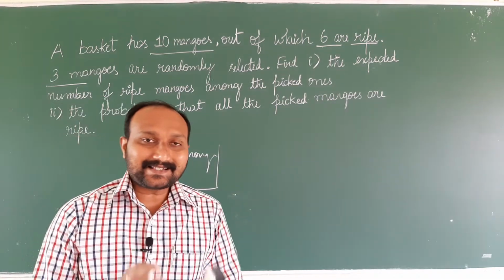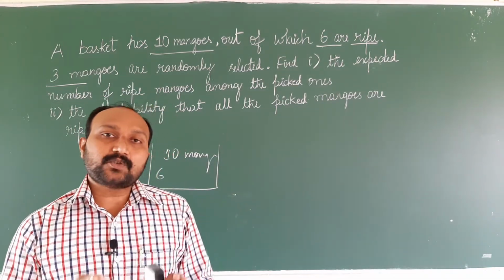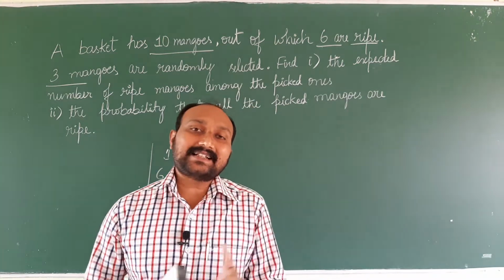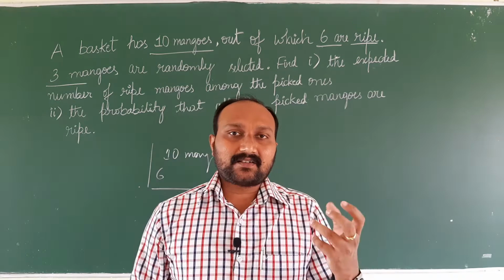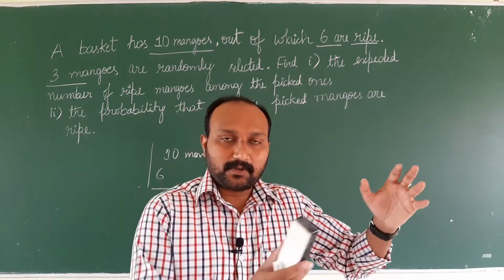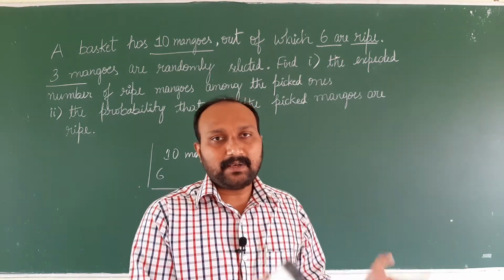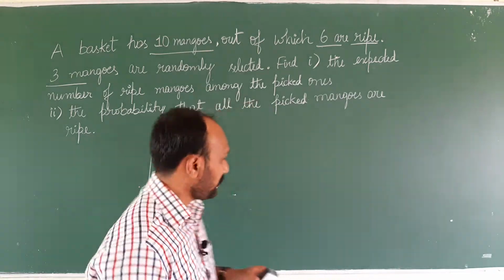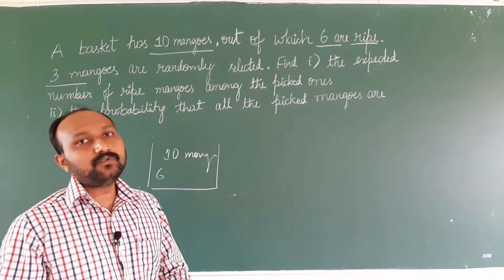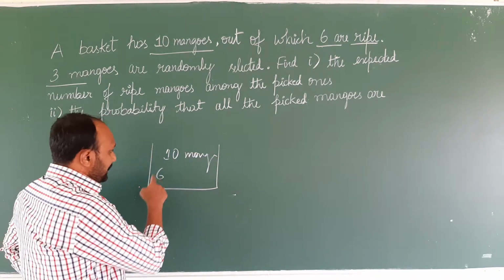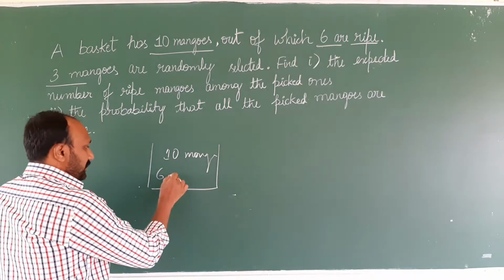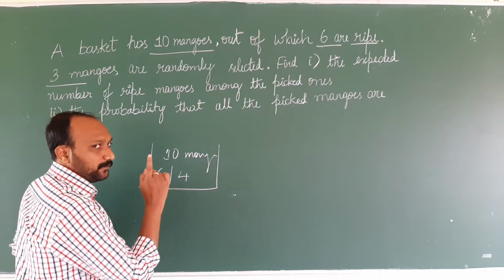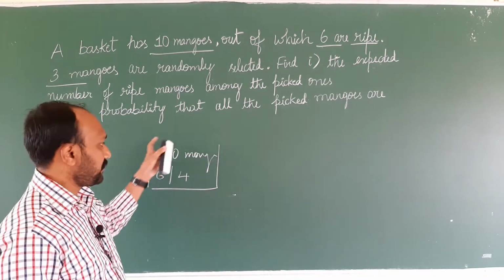There is a particular characteristic on which we have divided the entire population into 2 categories. What is that characteristic? Whether the mango is ripe or not. One group is the number of mangoes which are ripe, and another category is the number of mangoes which are not ripe. So the complete population is split into 2 groups: 6 mangoes which are ripe and 4 mangoes which are not ripe. 6 plus 4 makes the total number of mangoes in the basket, that is 10.